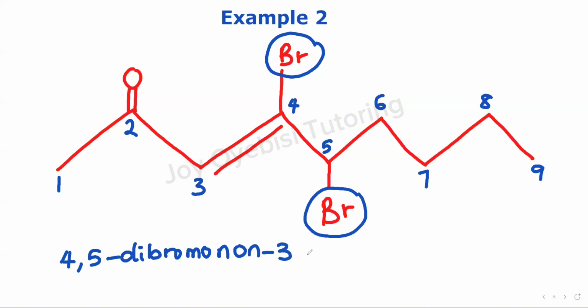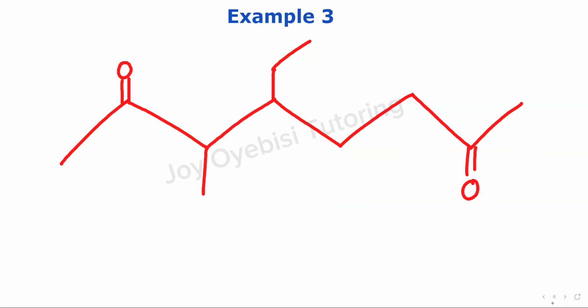And then this is going to be en. In a complete form, it's going to be ENE. But as usual, we're going to remove the E and replace it with ONE, which is the suffix for ketone. But before we do that, we need to put the position of the ketone, which is 2. So that becomes 3-en-2-one. So the name of this compound is 4,5-dibromo non-3-en-2-one. Okay, and that's it.